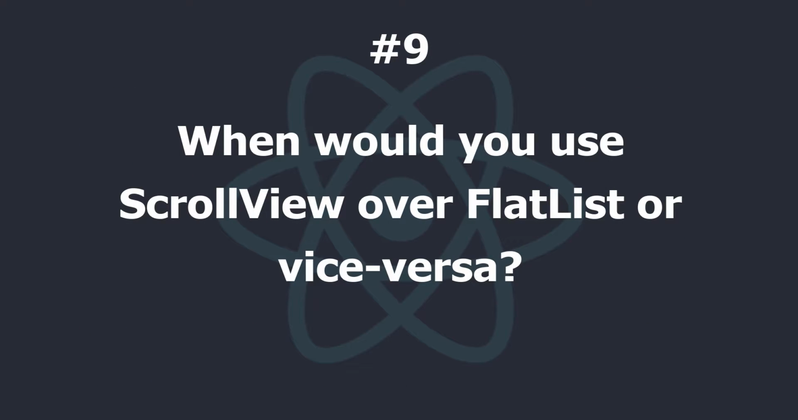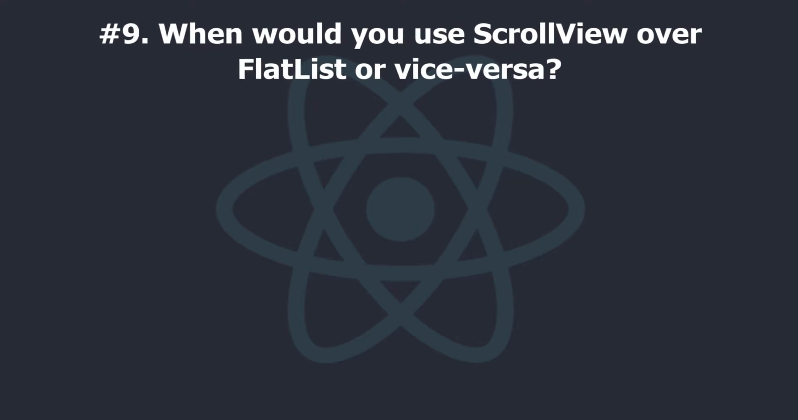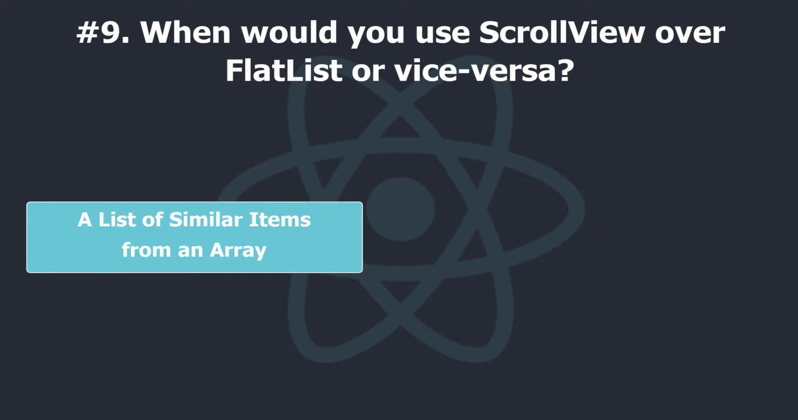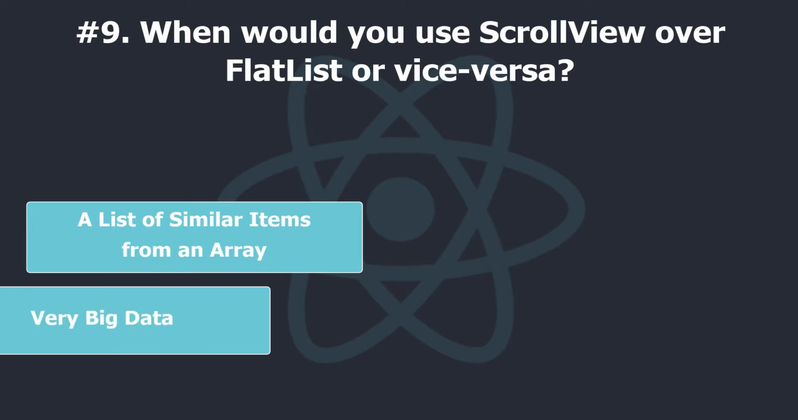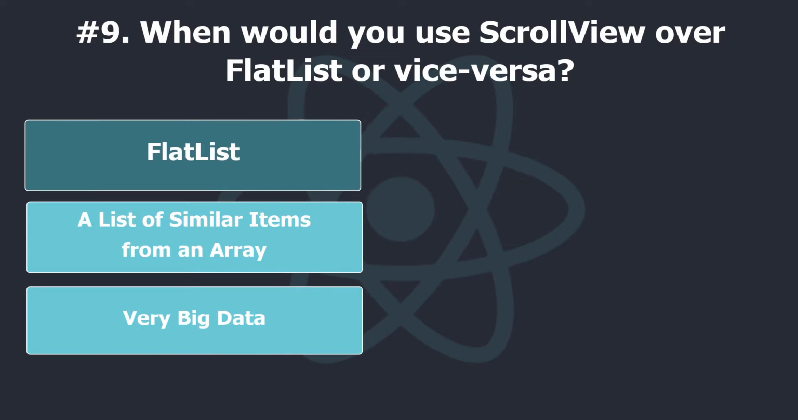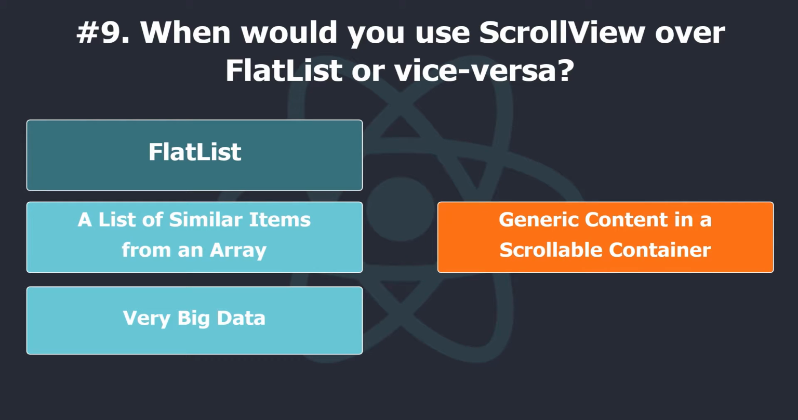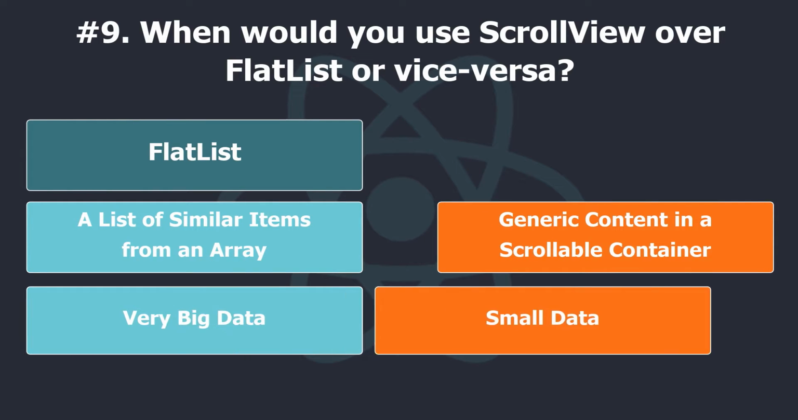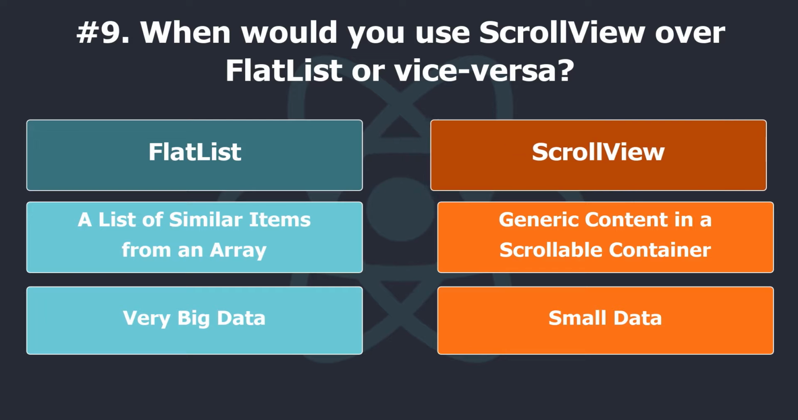When would you use ScrollView over FlatList or vice versa? If you need to render a list of similar items from an array or the data is very big, use FlatList. If you need to render generic content in a scroll-level container and the data is small, use ScrollView.